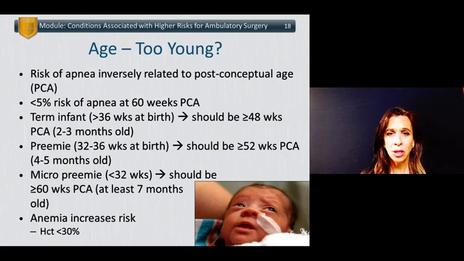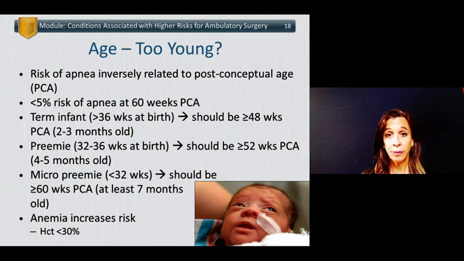So what age is too young for a patient to be a candidate for an ambulatory procedure? Well, the risk of apnea is inversely related to post-conceptual age. There's a less than 5% risk of apnea in infants who are at 60 weeks post-conceptual age. A term infant who was born at greater than 36 weeks should be at least greater than or equal to 48 weeks post-conceptual age, which is typically the age of a 2 or 3 month old.